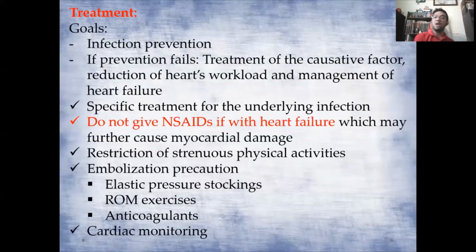And anticoagulant therapy is going to be given to the patient to prevent the formation of an embolus. Always monitor the patient for any bleeding signs and symptoms when the patient is going to take any anticoagulants. And cardiac monitoring is also done.